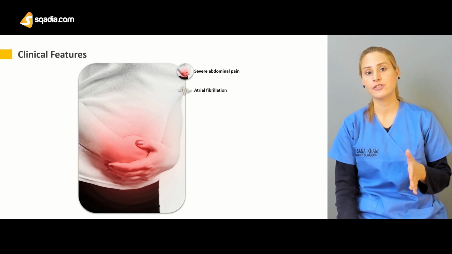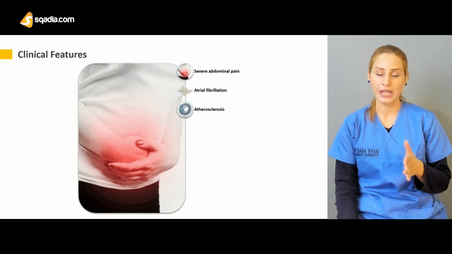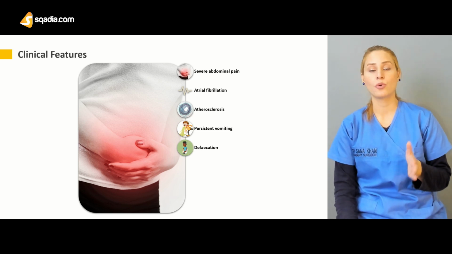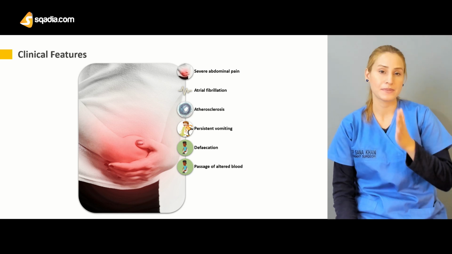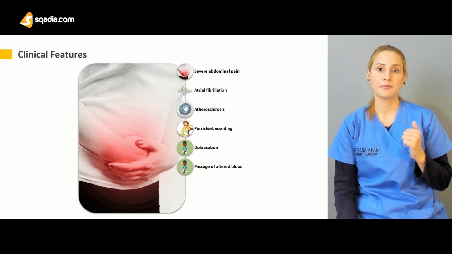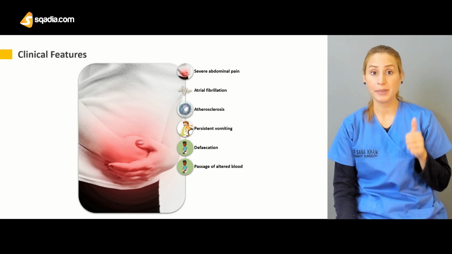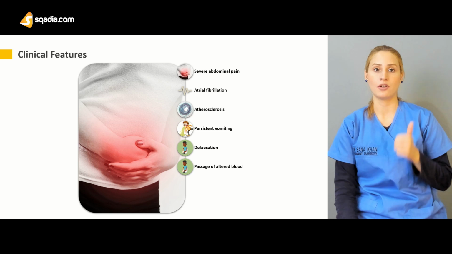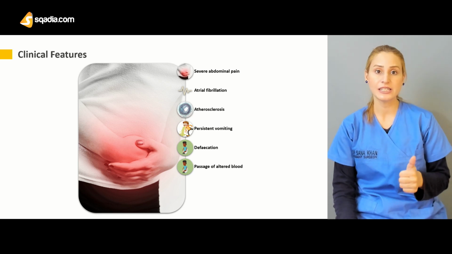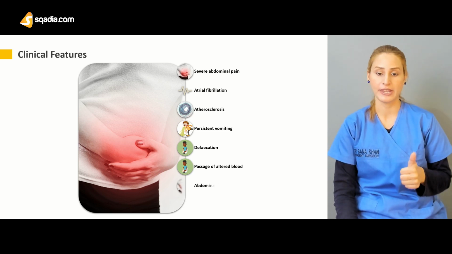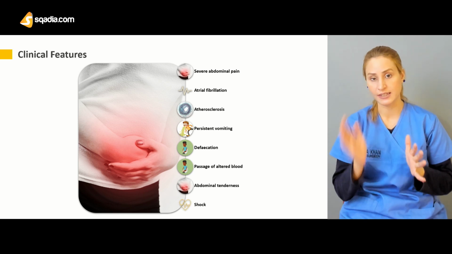He will have a history of atrial fibrillation. He will have a history of atherosclerosis. He might have persistent vomiting or defecation, or the patient can sometimes give you a history of passage of altered blood in the stool. But usually it's a late presentation. So if you want to pick up this disease earlier, be more focused on the pattern of the pain, because it would be telling you that it's a severe sudden pain out of proportion. So that's the key. Remember that. And the patient will have abdominal tenderness, and the patient can be in shock, but it's a late presentation.